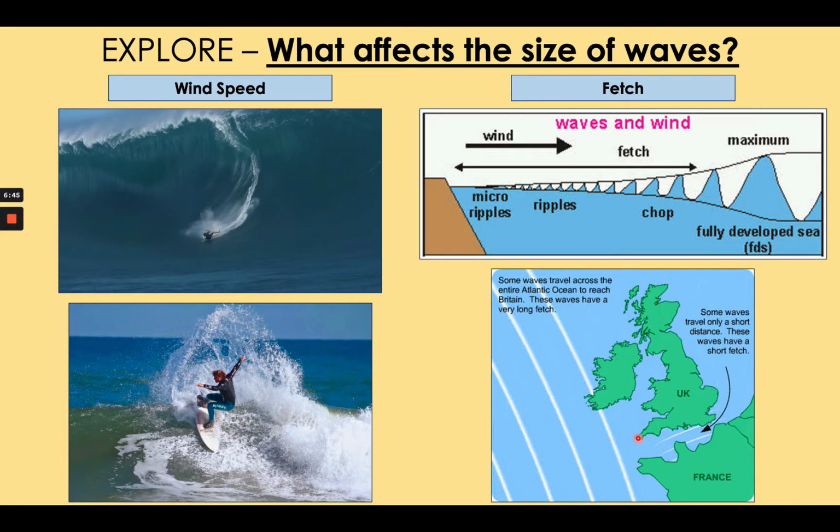And that's why waves in certain parts of the south coast of England are much smaller than waves, for example, in Penzance here, a town in Cornwall, or on the west coast of Ireland. So these two factors, the speed of the wind and how far the wind travels over the sea, they determine the size of waves.